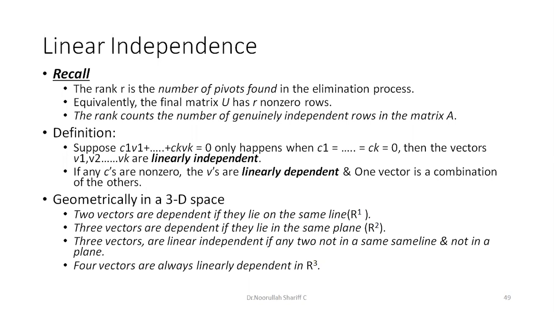Single line, one dimension only. R1 will be the dimension. So 1D, R1 means 1D. So 1D means only a line. So two vectors are dependent if they lie on the same line. Three vectors are dependent if they lie in the same plane, and the same plane will correspond to r squared.